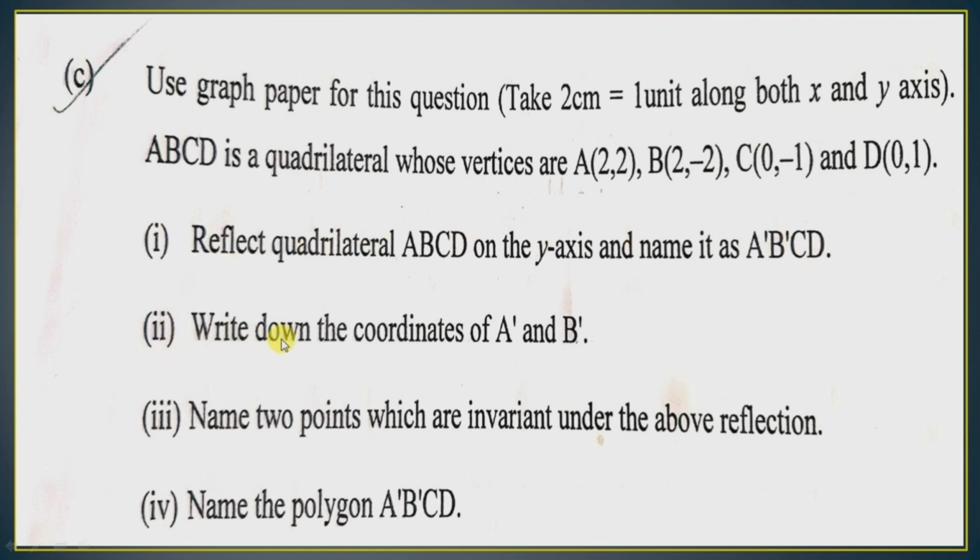Number 2. Write down the coordinates of A dash and B dash. Number 3. Name 2 points which are invariant under the above reflection. That means there is no change. Number 4. Name the polygon A dash, B dash, C, D.